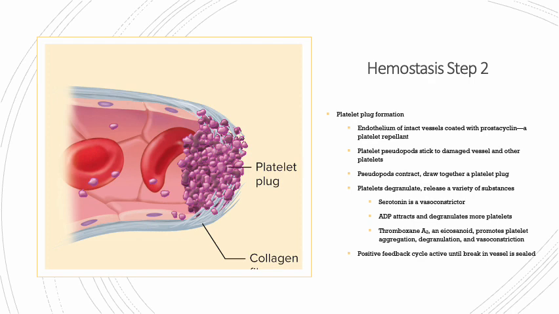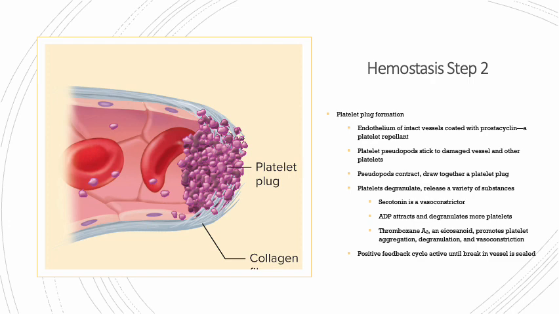Once that vessel is cut and that prostacyclin is not there anymore, the pseudopods of platelets will grab onto that damaged area and hold it, and then they'll start attaching to other platelets around it, eventually causing a plug, a whole bunch of platelets stuck together in the injured area. The pseudopods contract, pulling each other tight, which creates that plug, right?